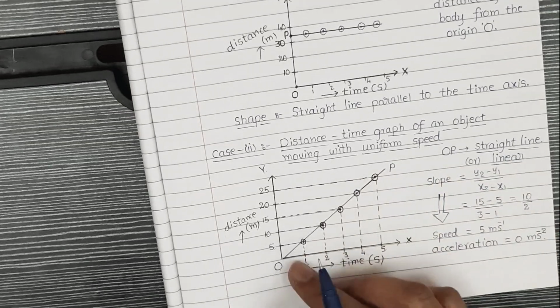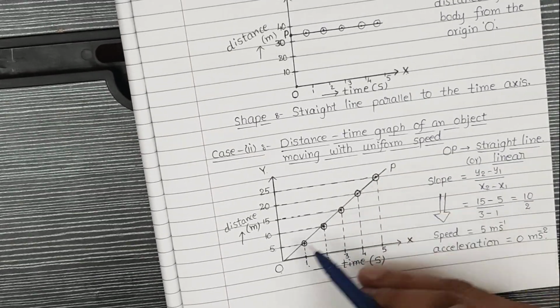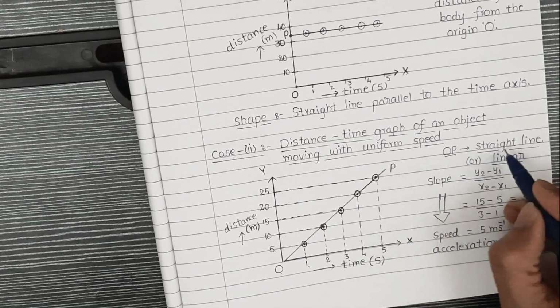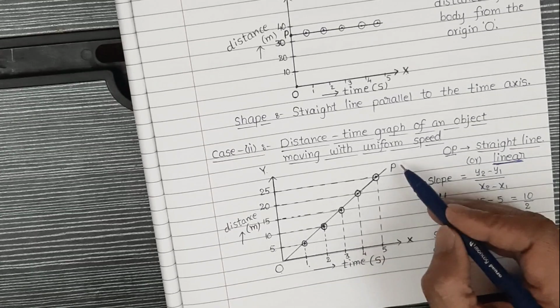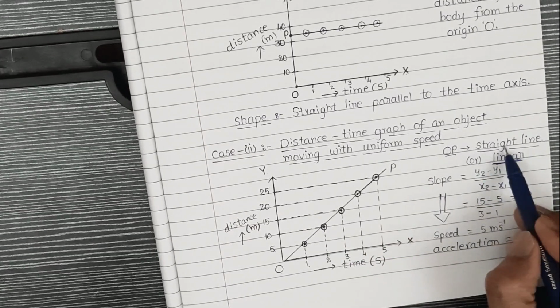If we join all these points, we get a straight line passing through the origin, which is the shape of the graph. This is also called a linear graph. Linear means nothing but a straight line shape.